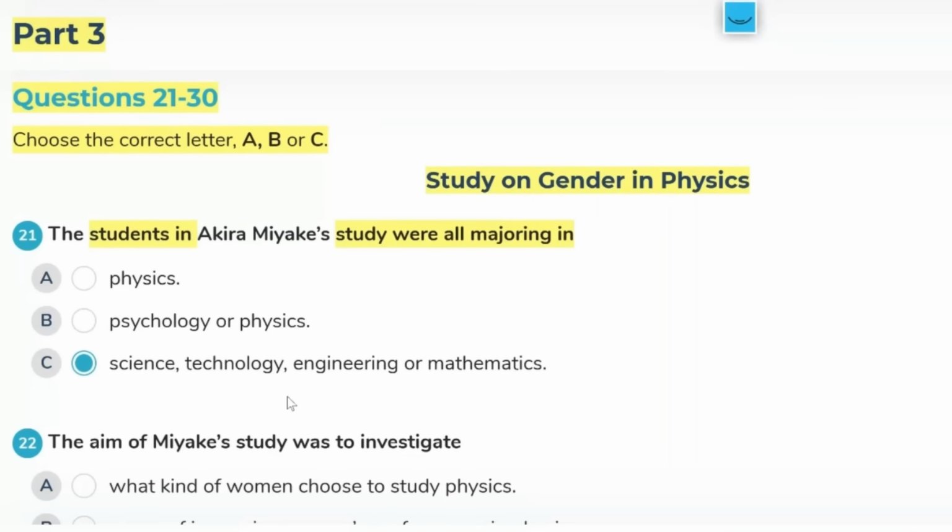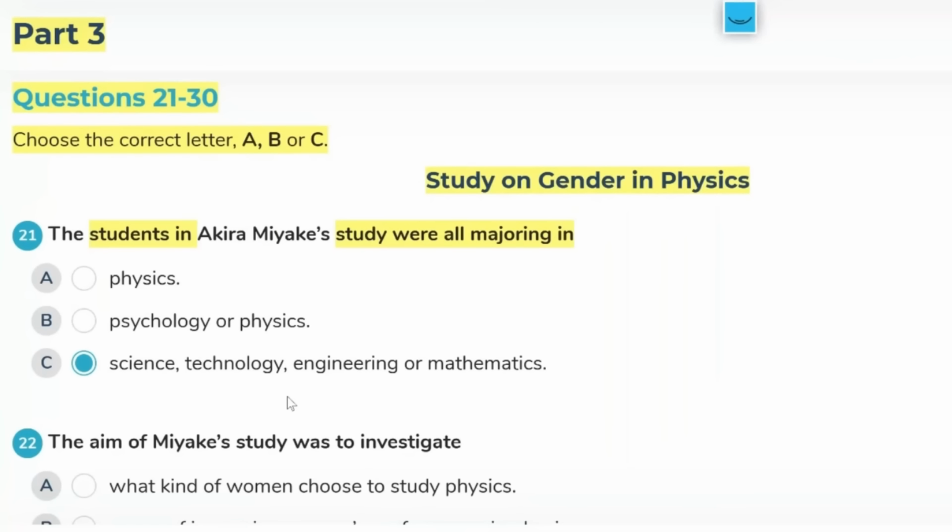They weren't actually majoring in physics. Physics is gone as well. So if you identify wrong answers, you will be left with the right answer. They were majoring in what's known as the STEM disciplines, so science, technology, engineering, or mathematics.